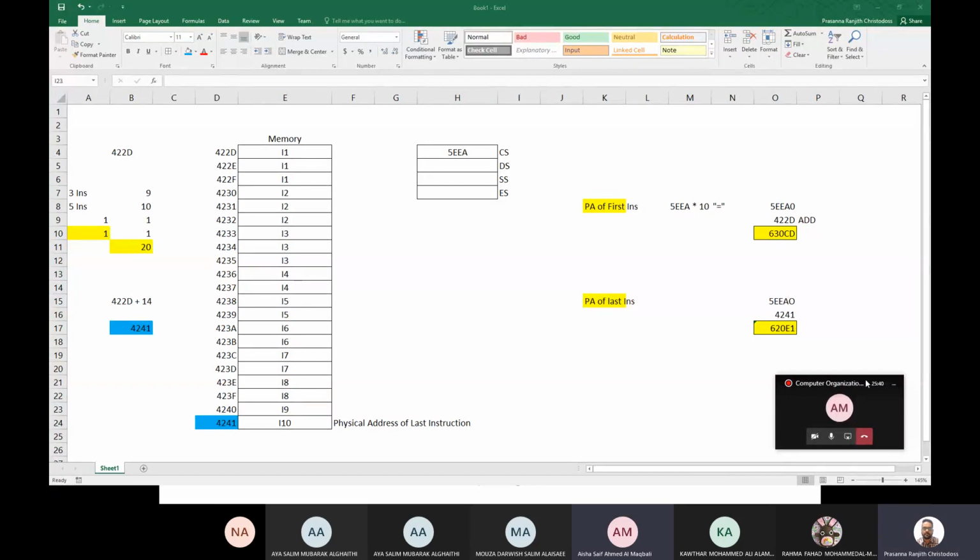Do you want to write it down? In the end, you just add up the instructions' addresses and then add the hexadecimal. It's okay, you don't have to write everything, unless they ask you for all the physical addresses. If they ask you for all the physical addresses, then you have to find all.